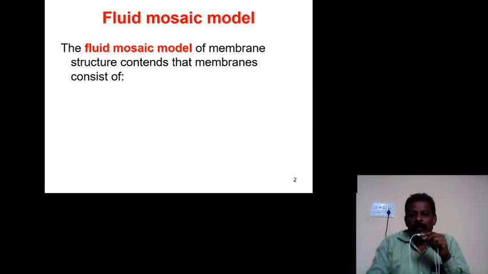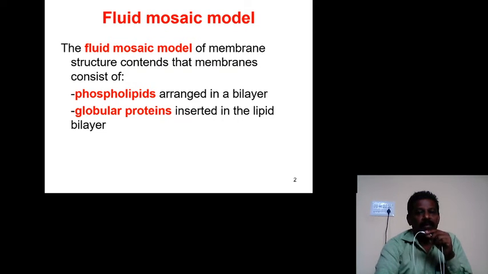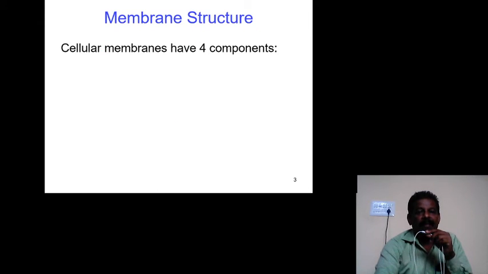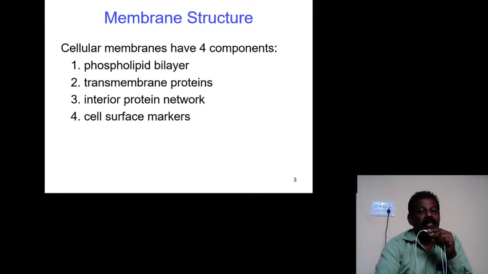Yes, the fluid mosaic model of membrane contends that membranes consist of phospholipids, which are arranged in bilayers, and globular proteins inserted in the lipid bilayer. Overall, membranes have four components. They are the phospholipid layer, transmembrane proteins, interior protein network, and cell surface marker.